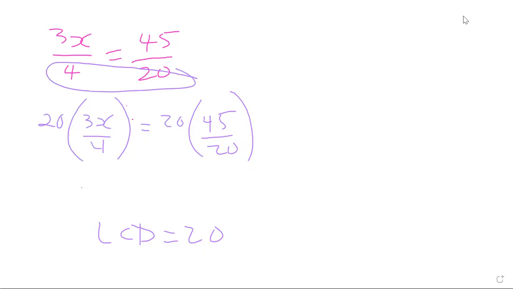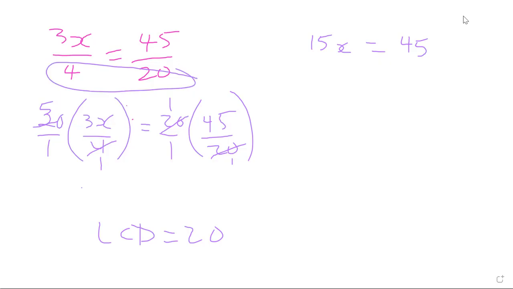So you could think of 20 as 20 over 1, that's fine. So 20 will cancel 20. We got 1 and 1. And then here you've got 4 and then 20. 4 will go into 4 one time. 4 will go into 20 5 times. So this is going to give me 5 times 3x on the left, which is 15x, equals 1 times 45 is 45.